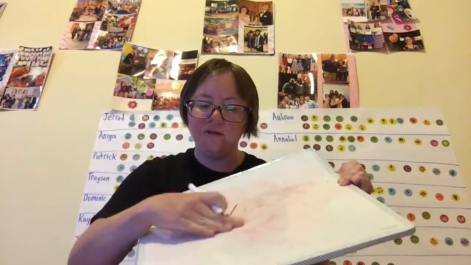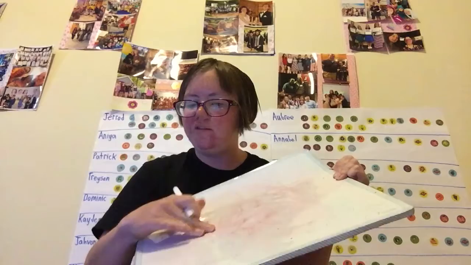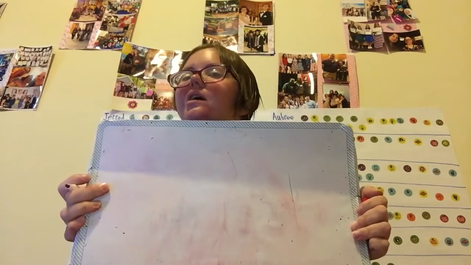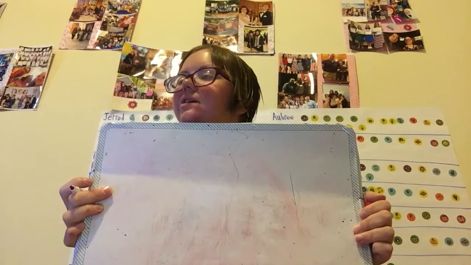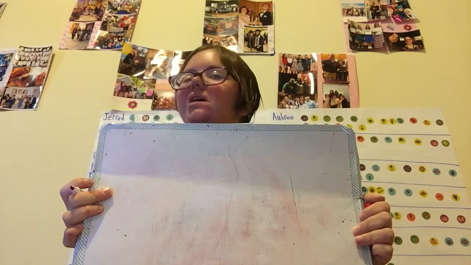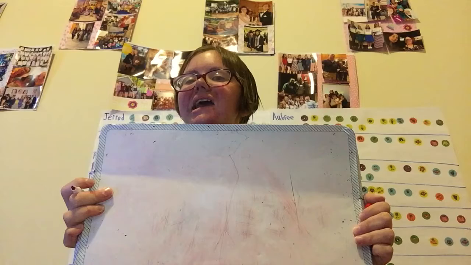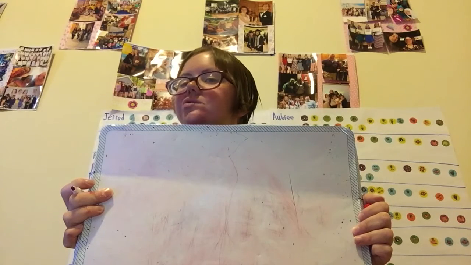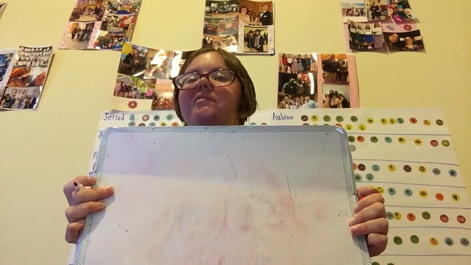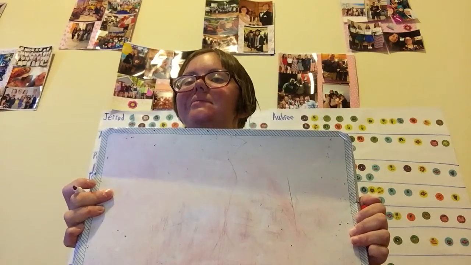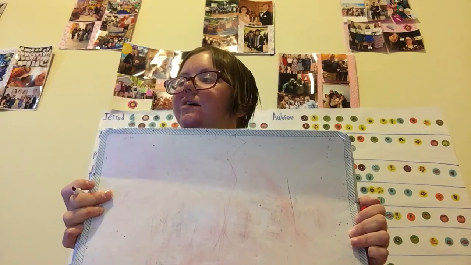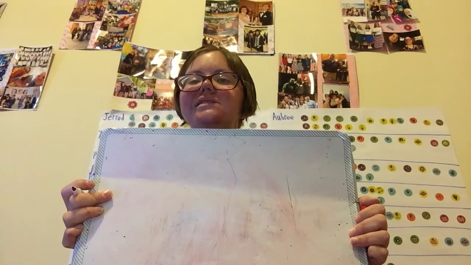So I'm going to erase my board. And here we go. I am a 2D shape with no curves and 0 sides. What shape am I? I am a 2D shape, so am I going to be flat or not flat? That's right, this is a flat shape, and it has curves and no sides.